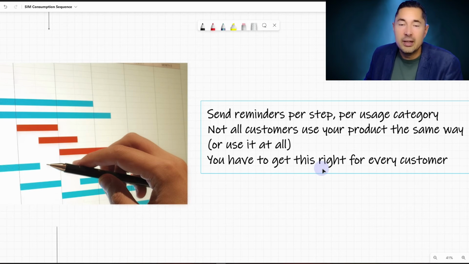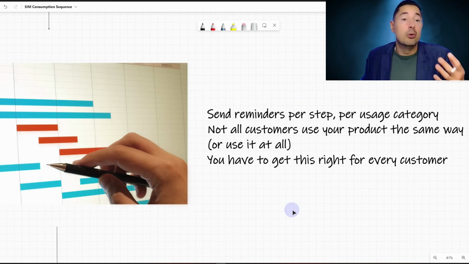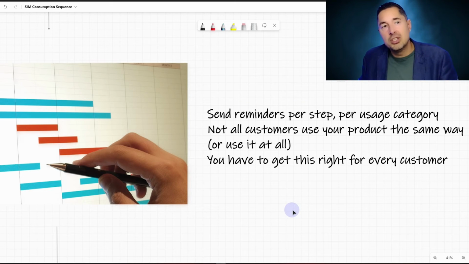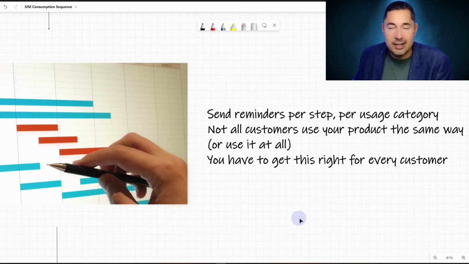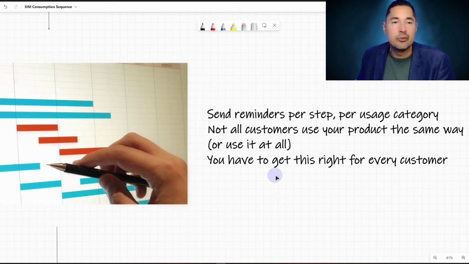So not all customers use your product the same way, as I just said. Some people really don't use it at all. They purchase it and put it somewhere in a closet to never think about it again, and to bin it next time that they run into it. So make that customer actually use what they have purchased. You have to get this right for every single customer or different customer group.